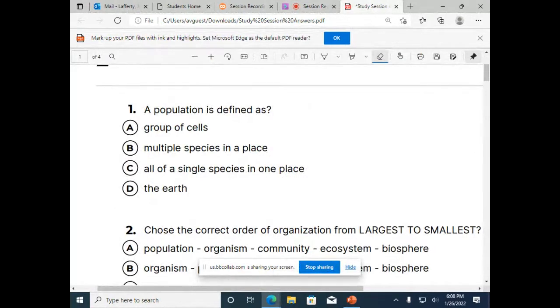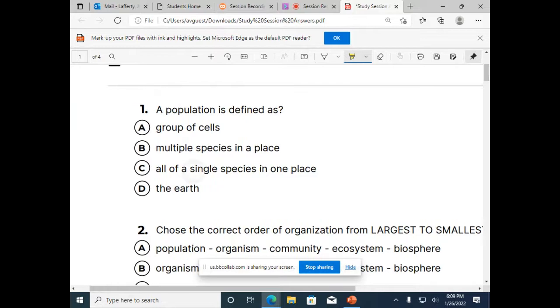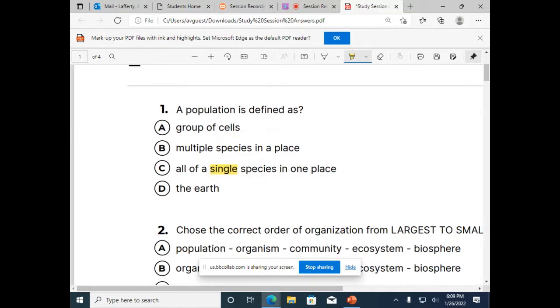Number 1, a population is defined as... who wants to tell me how they answered it? What's population? C. Okay, good. Why? Like when they take a population, I thought it was people. Say the population of a town is 1,000. They don't take into account the animals that live there or the trees, so it's people.